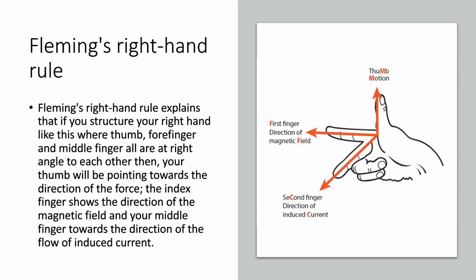Now there's Fleming's right-hand rule. Fleming's right-hand rule states that if you structure your right hand like in this picture right here, where the thumb, the forefinger, and the middle finger are at right angles to each other, then your thumb will be pointing towards the direction of force, the index finger will be pointing towards the direction of the magnetic field, and the middle finger will be pointing towards the direction of induced current.